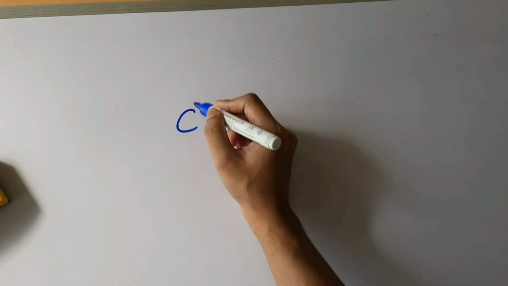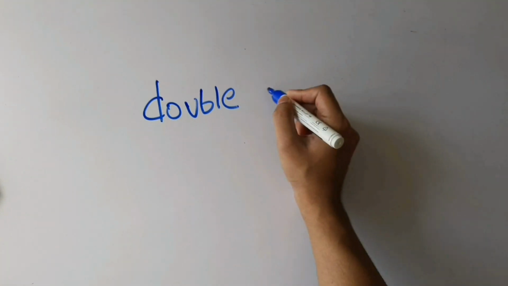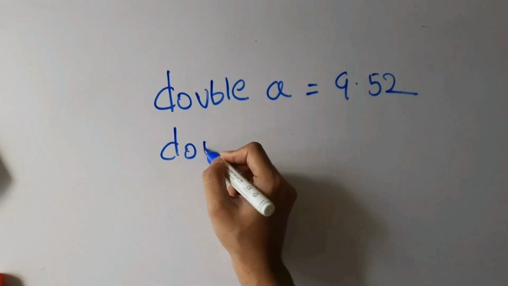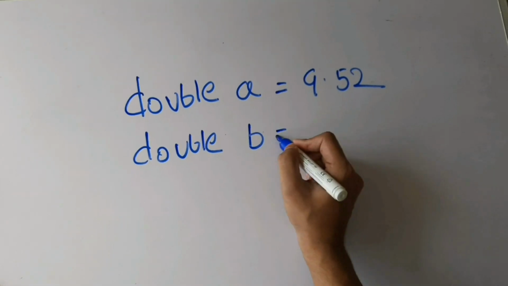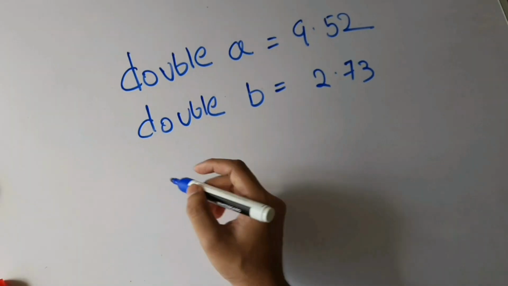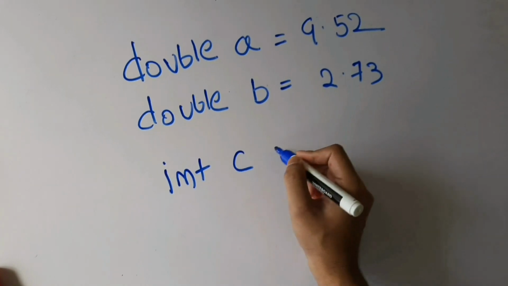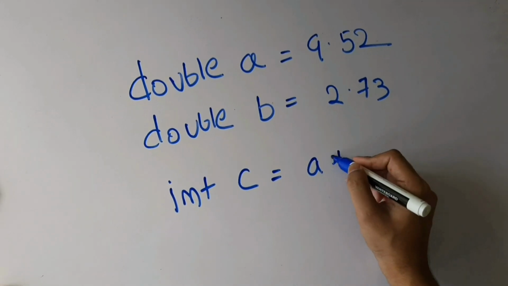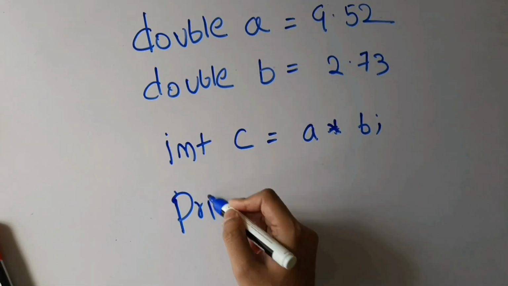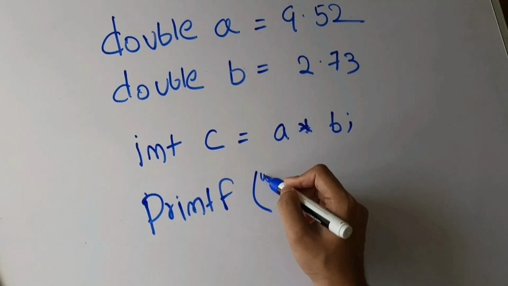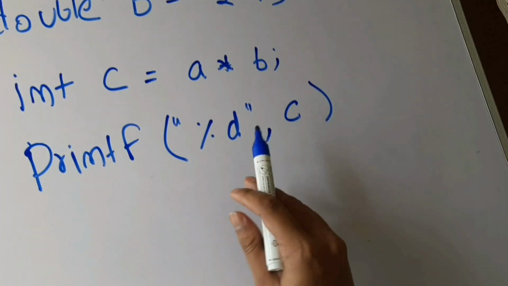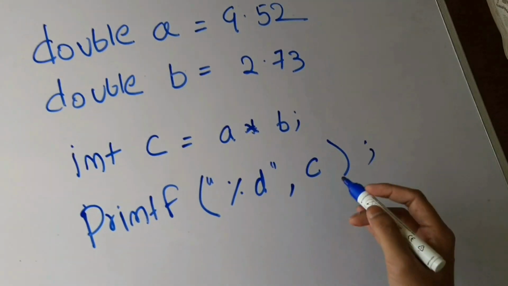Suppose we have two values, double A equals 9.52, double B equals 2.73. Now let's store this value in an int variable. Int C equals A star B. Now if I print C using the format specifier of decimal or integer, then what will be the output?